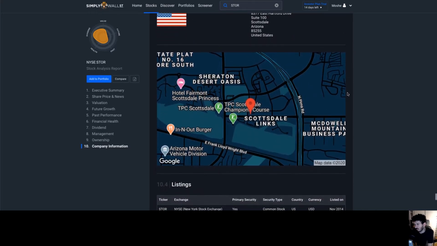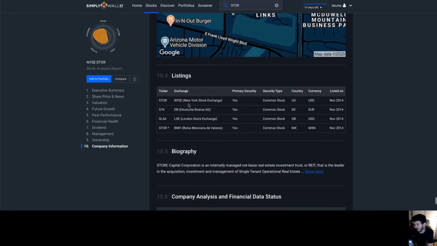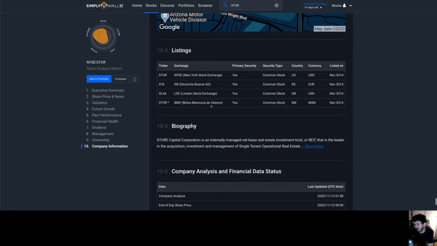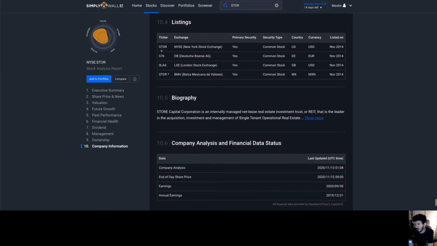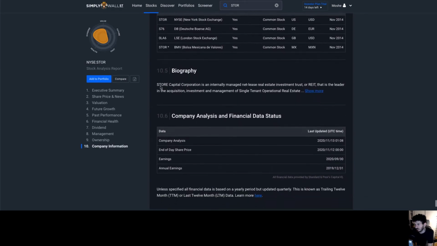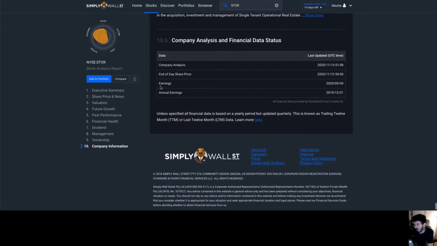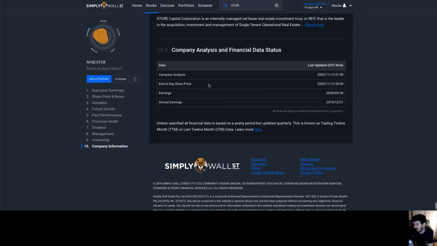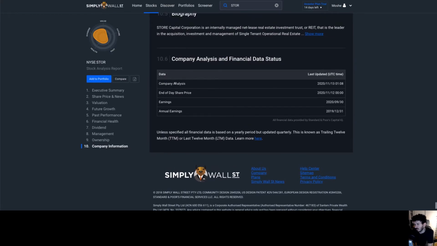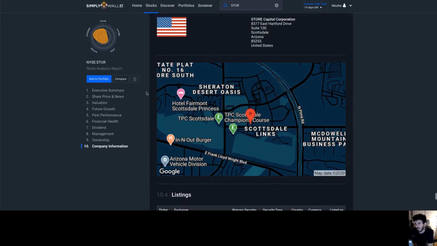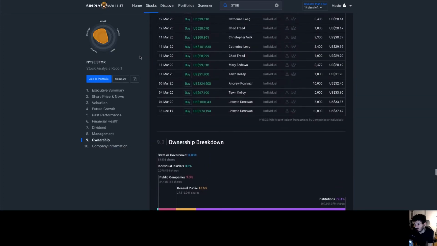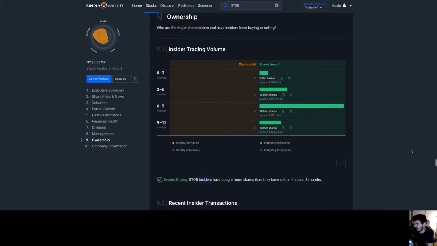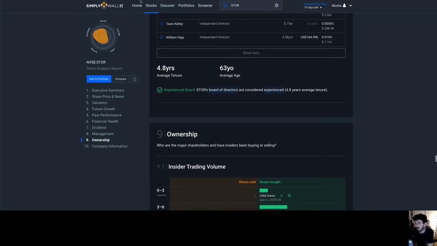You can see where they're listed and under which tickers they're listed and where. And that's it. You have the last earnings date and end of day share price, company analysis date, update. It's all updated for today. So that is simplywall.st. Great platform. I like using it. And moving on to Barchart.